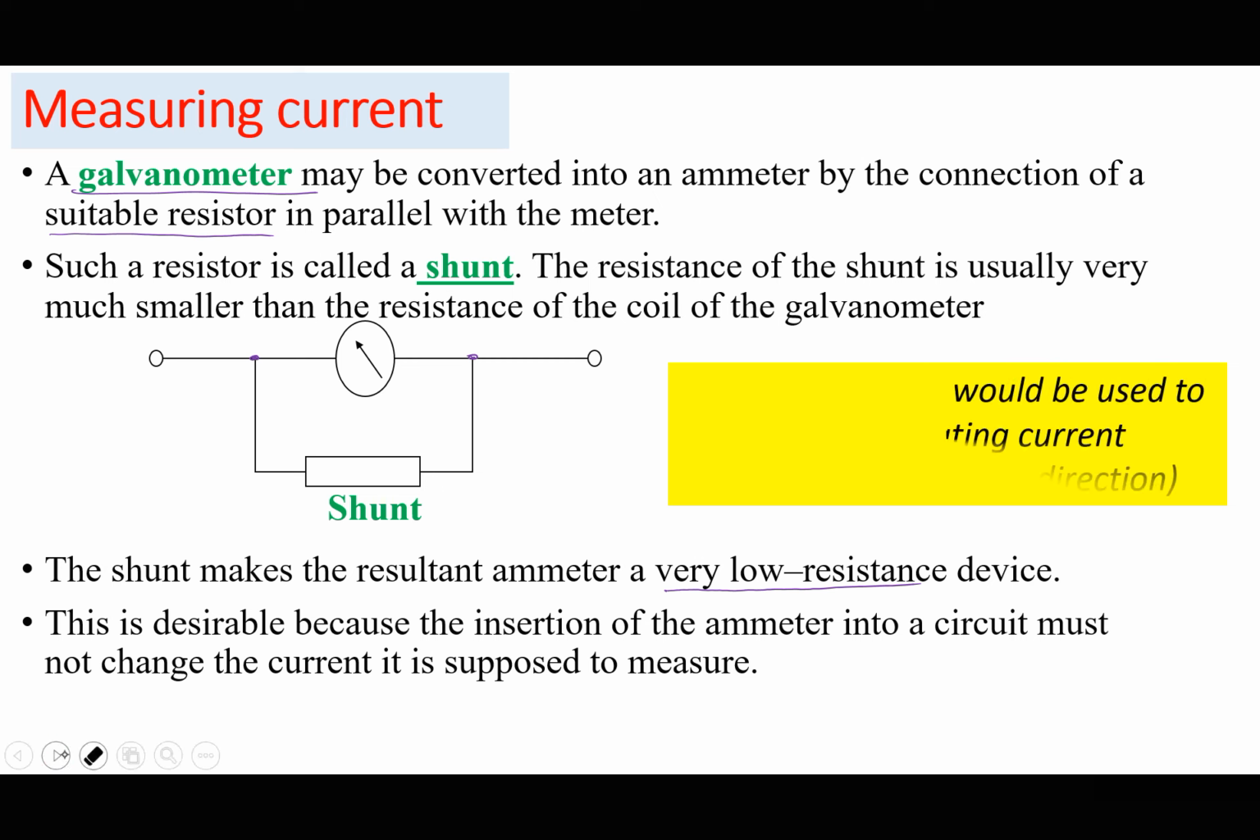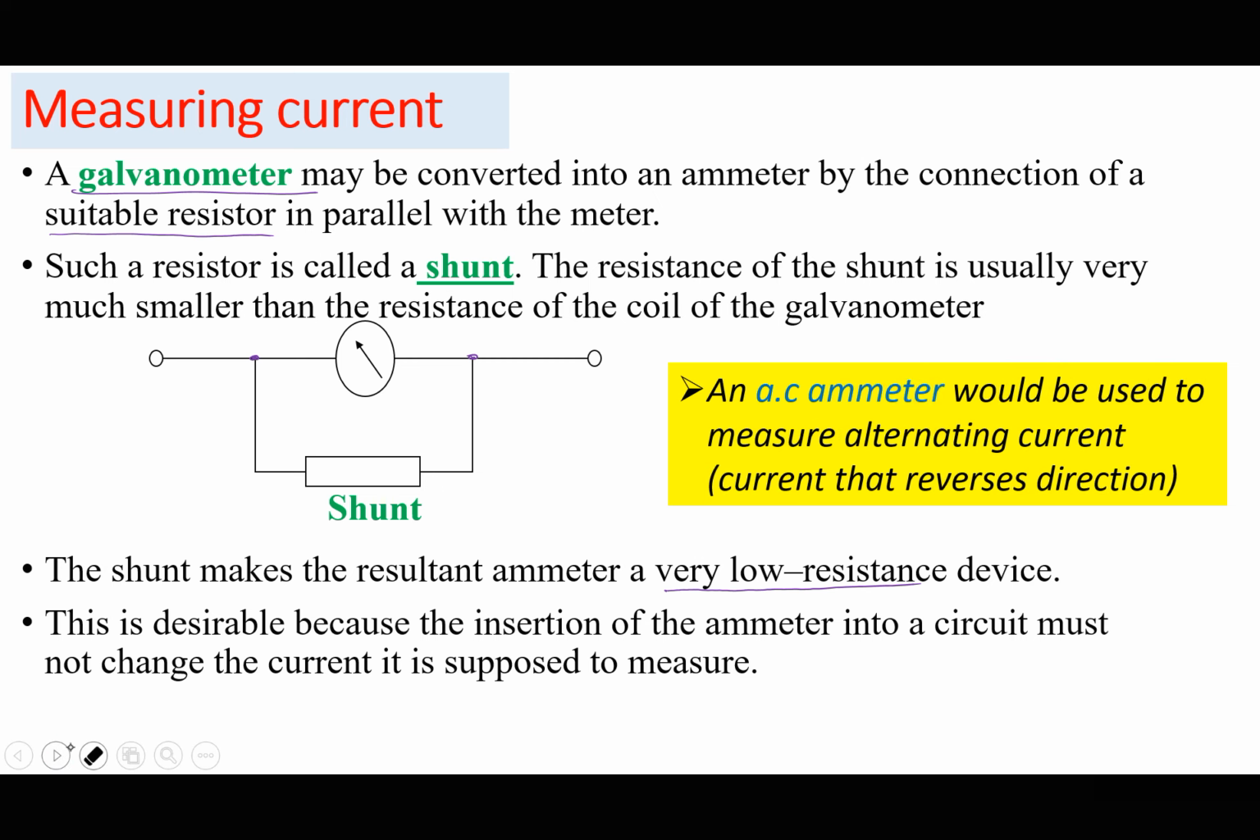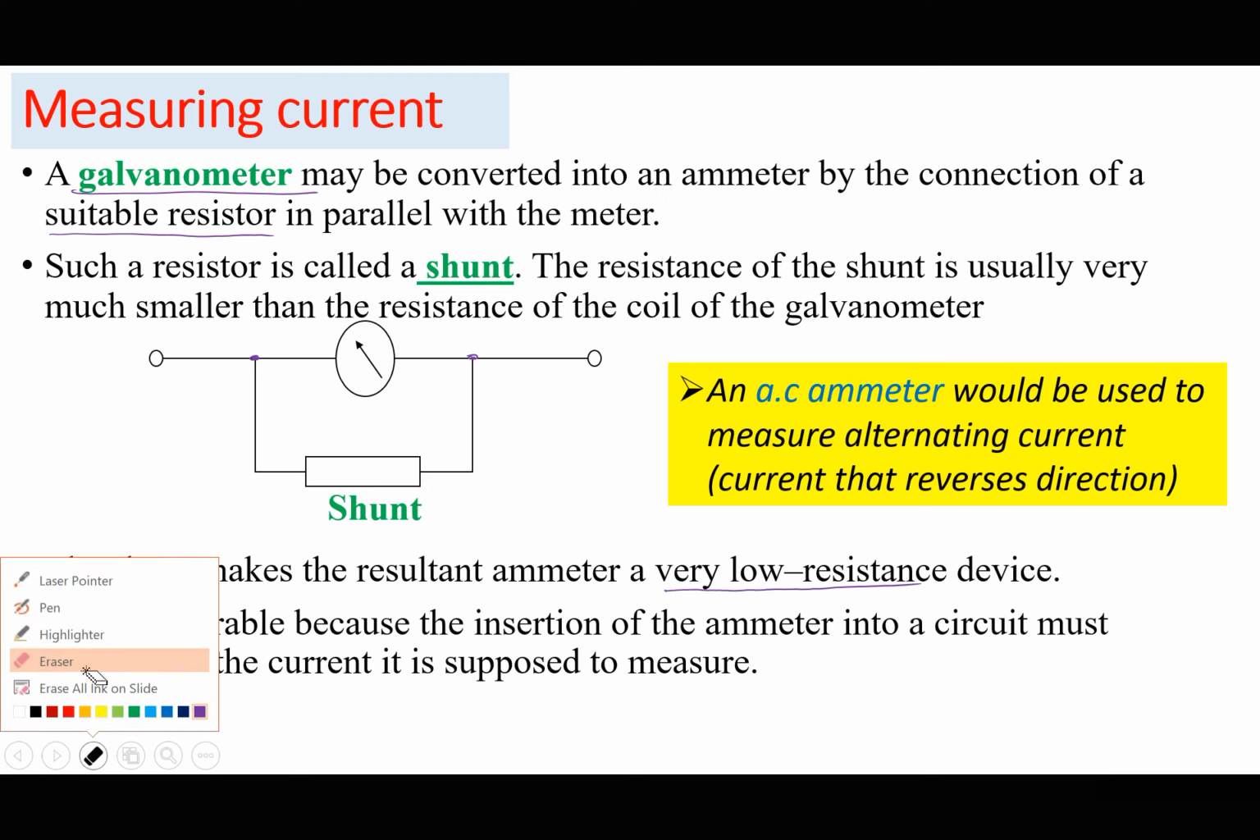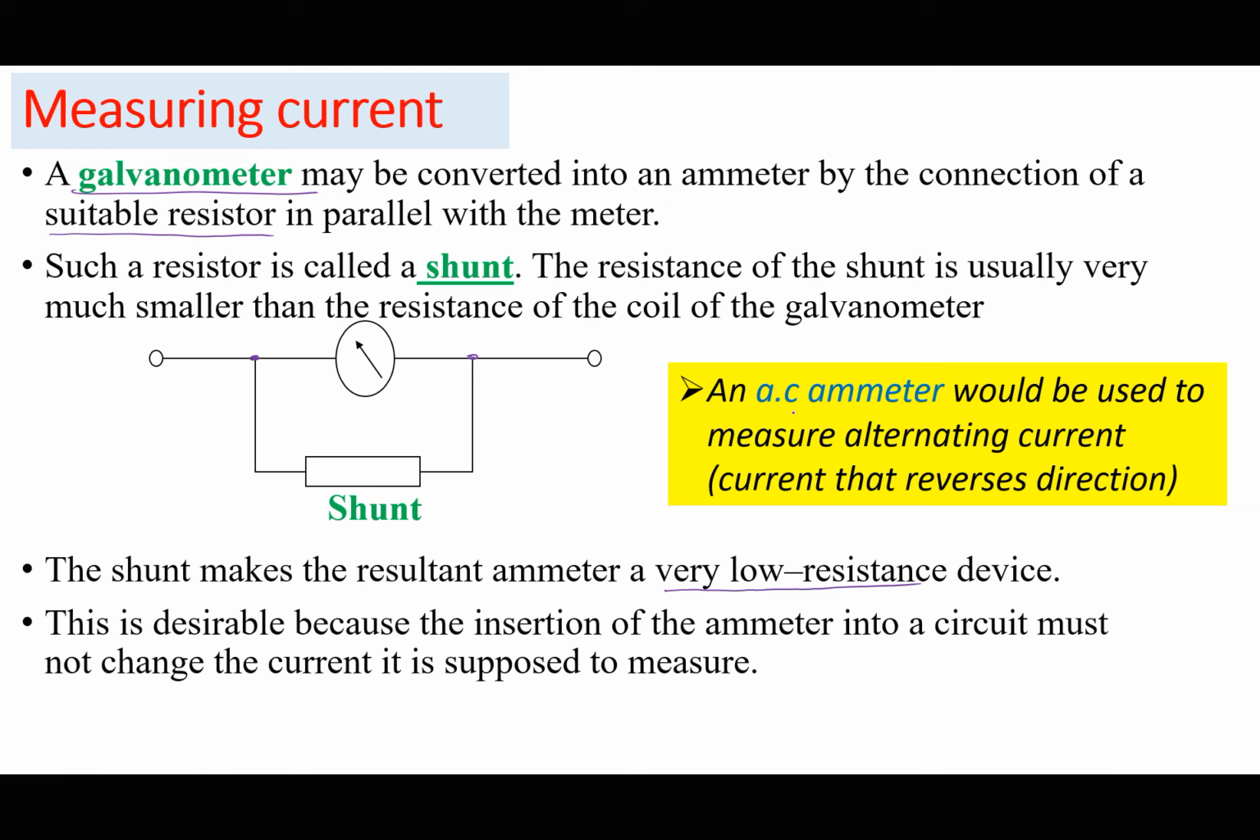An AC ammeter, by the way, would be used to measure alternating current. That is current that reverses direction. So for alternating current, we could use an AC ammeter. It is still an ammeter, but it's an AC ammeter. For DC current, we normally use the ordinary ammeter, but if it is alternating current, which keeps changing direction, which we shall see in paper 4, we can use what we call an AC ammeter.